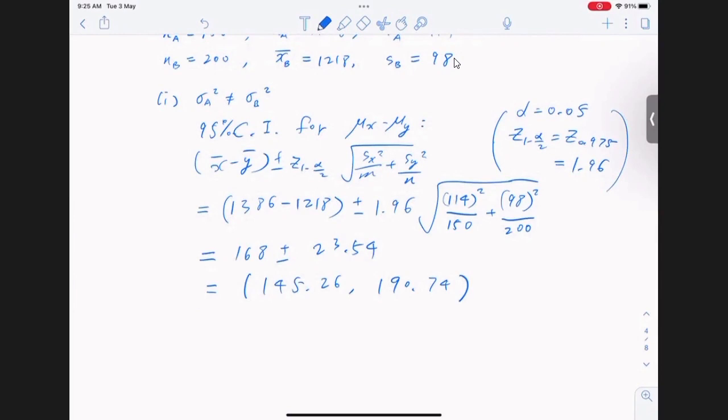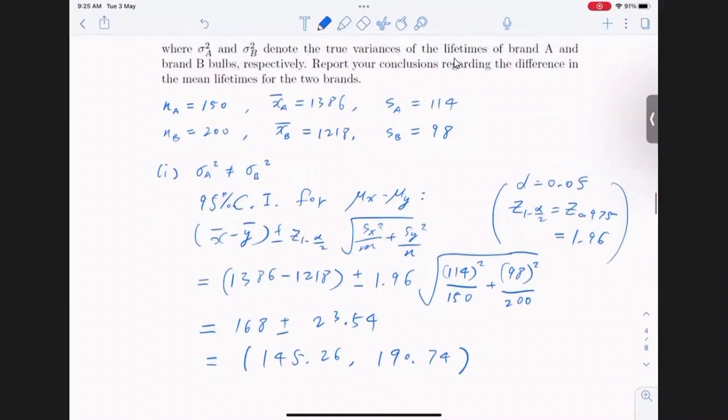Now after we do the calculation, of course, we also need to interpret the meaning of this confidence interval. A confidence interval is used for estimating an unknown parameter. And the unknown parameter that we are estimating is the difference in the population means. In other words, we are estimating the value of this difference by using the range of these values. All the values in this confidence interval are greater than zero, and actually will be at least 145.26. So in other words, the interpretation of this interval is that mu A is significantly larger than mu B.